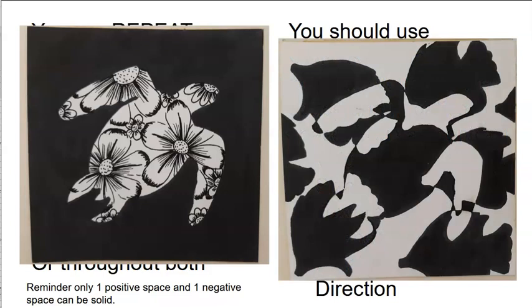In this one, I repeated in my negative space and my positive space. I took fish, tropical fish, and repeated that fish throughout the entire card. The way I contrast it is the fish are black in the negative space, but they are white in the positive space. So where fish overlaps turtle, the color changes from white to black.